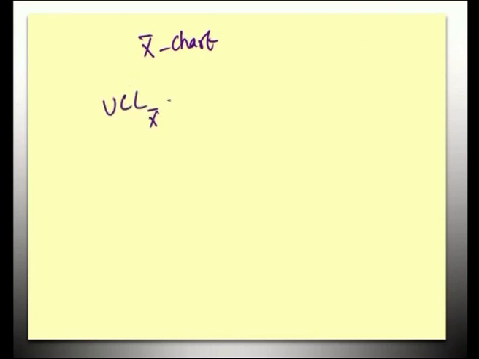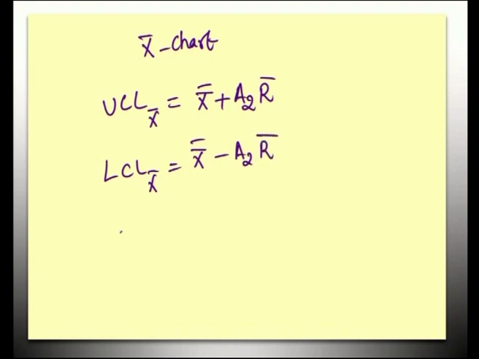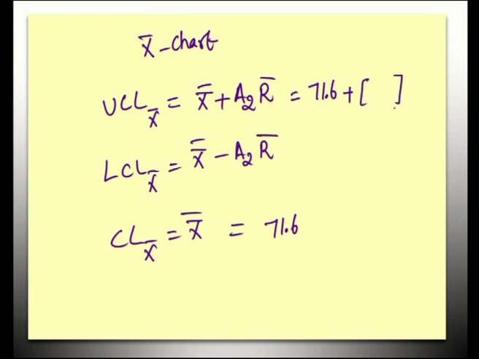UCL of x bar is x bar bar plus A2 into R bar and LCL of x bar is x bar bar minus A2 into R bar and CL of x bar is equal to x bar bar. This particular value CL of x bar is 71.6 and UCL of x bar is 71.6 plus A2 value. We will just take it from the tables. I will show you how the table is taken and R bar is 59.67. Okay. Just refer to the tables.